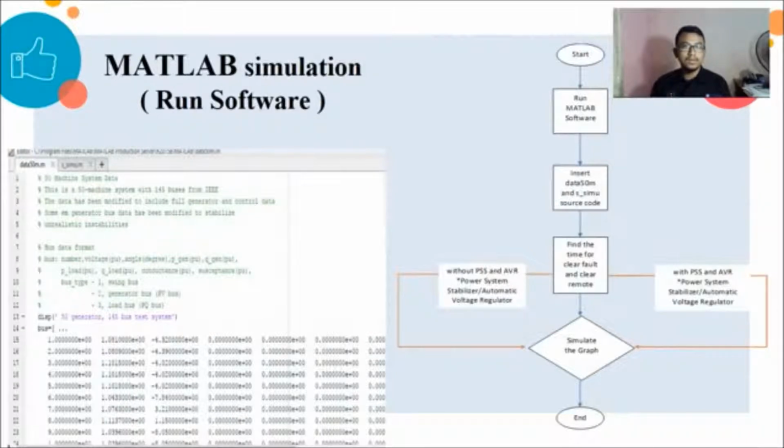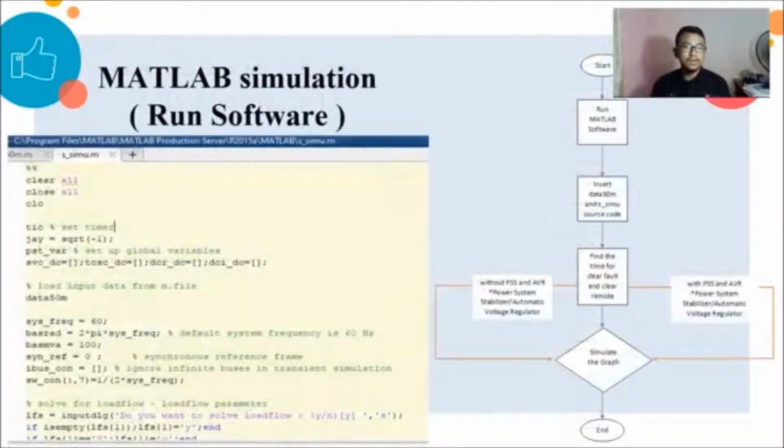Okay, this is data 50M; we can see the example of the data 50M at the bottom of this slide. The next is the SCMU source code. This is the SCMU source code we use for this project. This is the kind of example we use for this project.